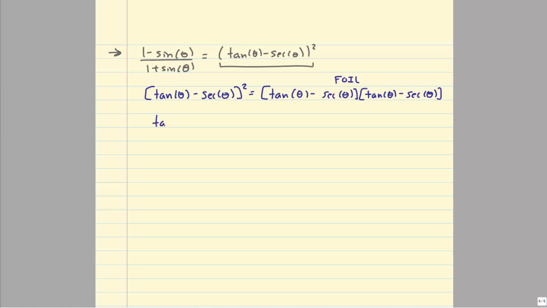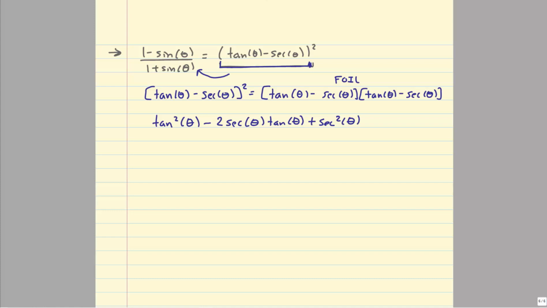So tangent times tangent is tangent squared of theta. Outsides would be negative secant tangent. Inside would be negative secant tangent. So this is minus 2 secant theta tangent theta. And then my last terms would be a negative secant theta times a negative secant theta, which is a positive secant squared theta. So that's this right side. I'm starting with this right side, and I'm trying to make it look like this left side. Okay, so that would be one spot that we could start here.